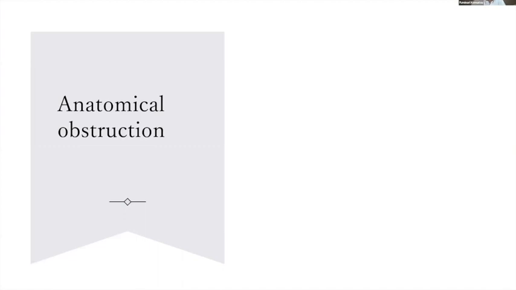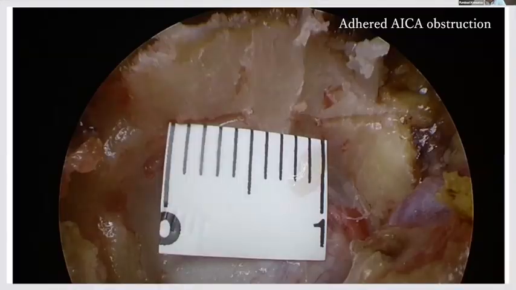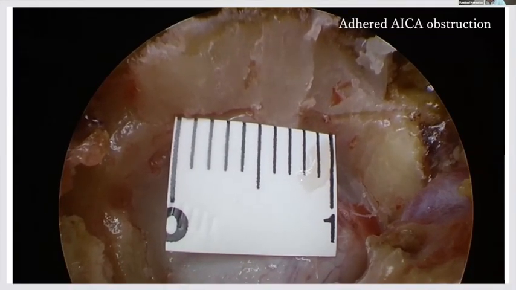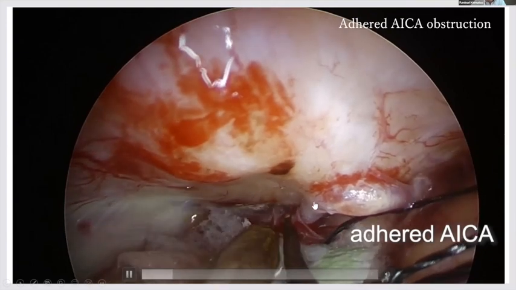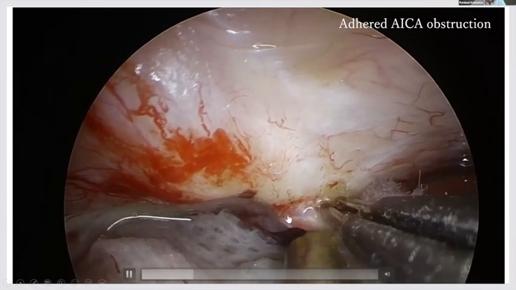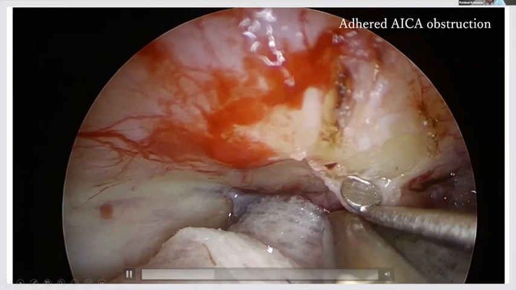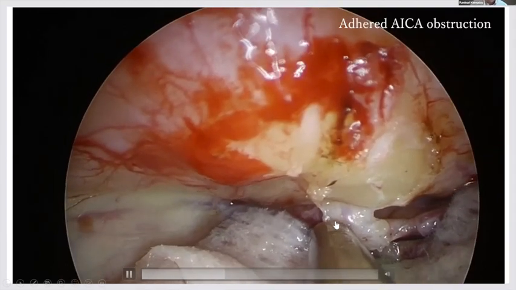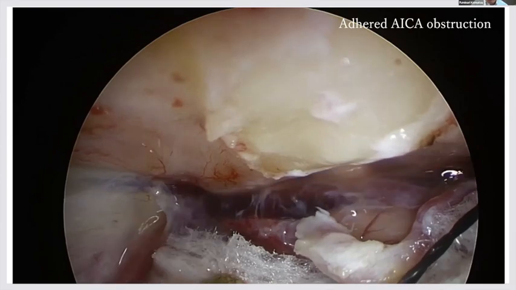And these are interesting cases of anatomical obstruction. This is the right side trigeminal neuralgia, and an adhered ICA obstruction was there. I showed the video. The endoscope is introduced into the dural space, but this is the ICA. The ICA is well adhered to the petrosal dura, so it obstructs the corridor of the endoscopic surgery. So the dura was incised and separated, and the adhered ICA was completely separated.